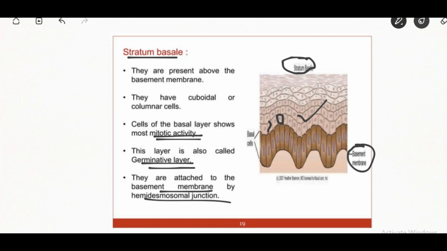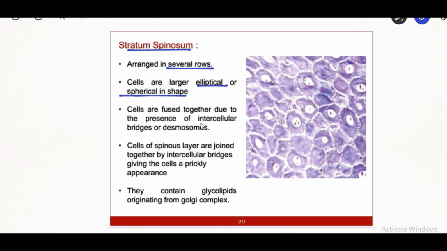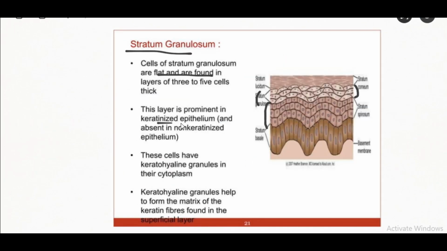The second layer is the stratum spinosum, which is arranged in several rows. The cells are larger, elliptical or spherical in shape. The stratum spinosum is known as the prickle layer because the cells show a prickle-like appearance. The cells are irregular, polyhedral, and larger than the basal cells. They are joined by intercellular bridges, and they contain glycolipids originating from the Golgi apparatus. Remember, the basal cells and the prickle cells together constitute half to two-thirds of the thickness of the epithelium.